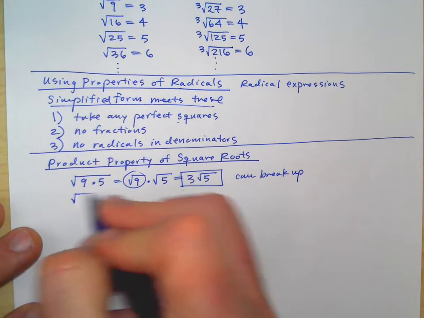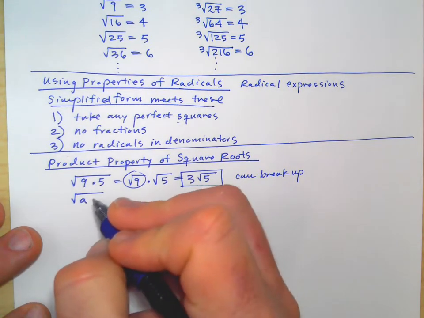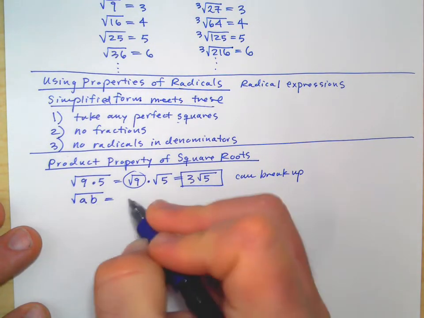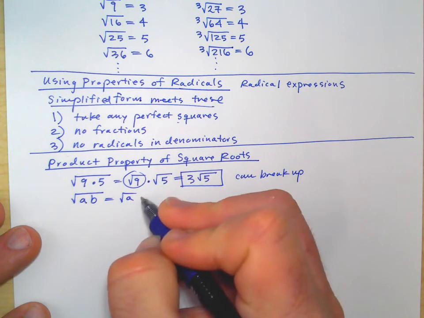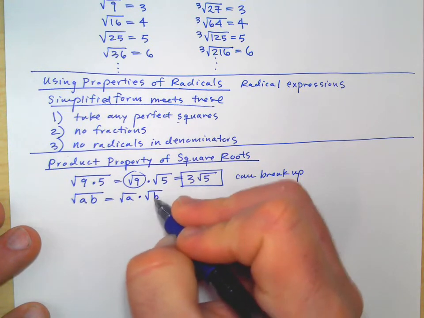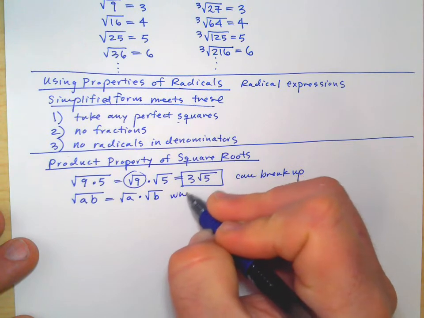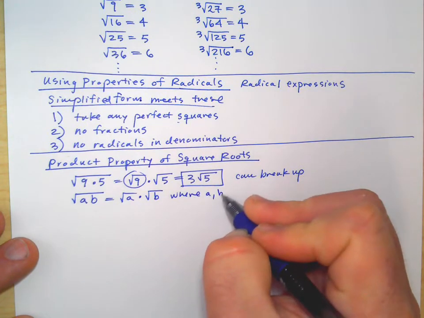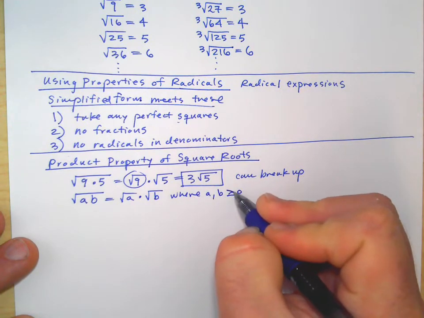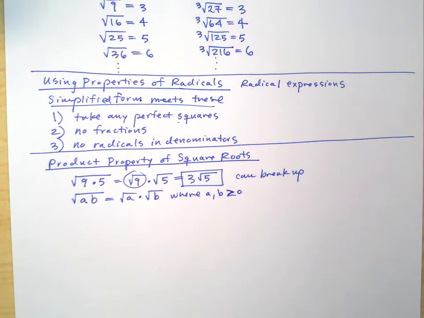So the rule in general is the square root of AB is the square root of A times the square root of B, where A and B are both greater than or equal to 0. They have to be positive or 0. You can't take square roots of negatives.